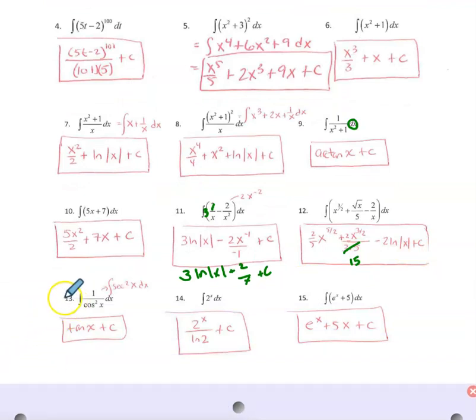We've seen number 13 before. You have to memorize that 1 over cosine squared is secant squared, and that the integral or antiderivative of that is tangent. Then don't forget that when you have an exponential with a base other than e, instead of multiplying by the natural log of the base like you do when you differentiate, you're going to divide by the natural log of the base. So this one goes to 2 to the x over the natural log of 2 plus c. And then finally, e to the x goes to itself, 5 goes to 5x, and then you add the plus c.